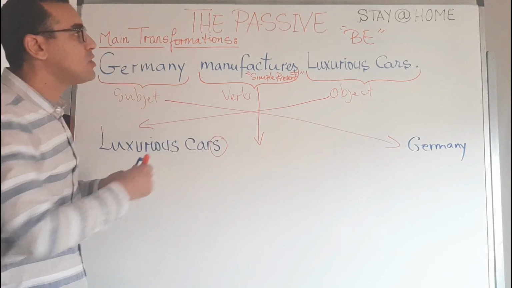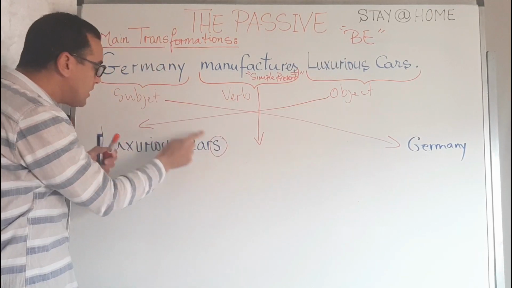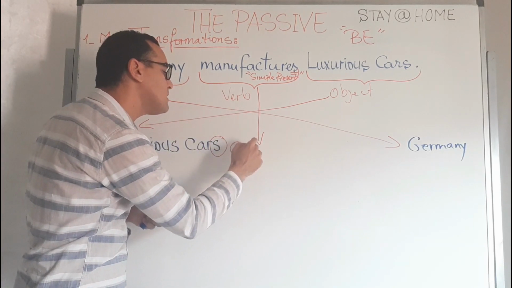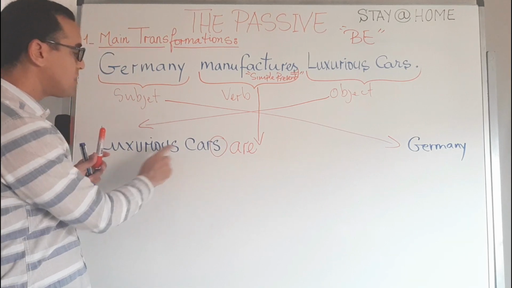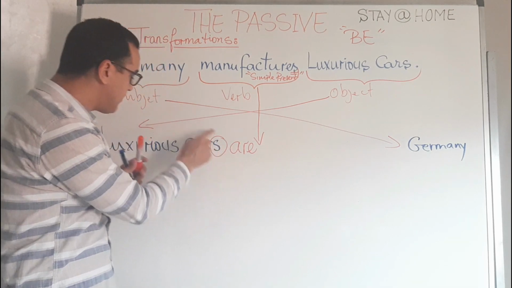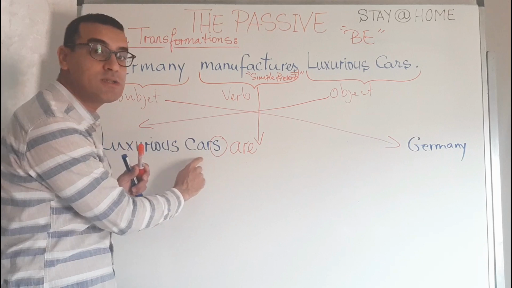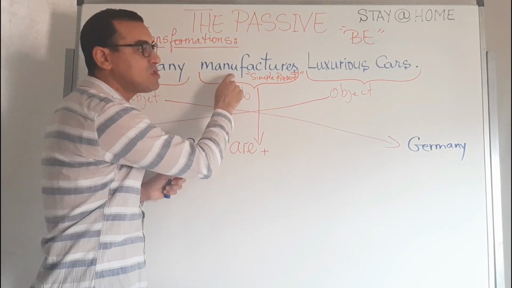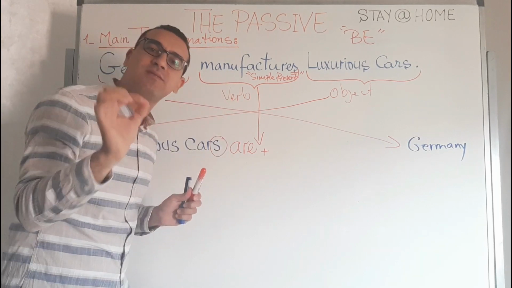So we have to actually put the verb to be in accordance with the subject that we have here. So it should be are and not is or on. So luxurious cars are, because we have a plural subject. Luxurious cars are. Plus what? Plus the same verb, which is manufacture, in the past participle form.